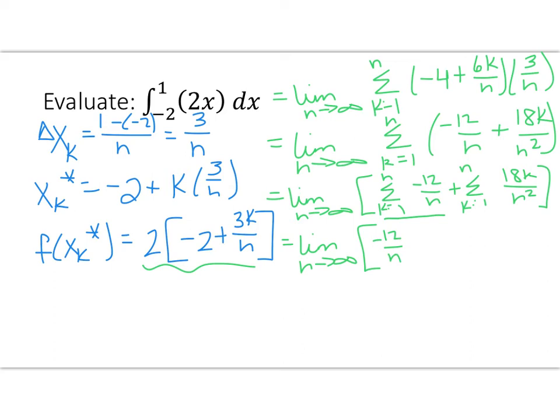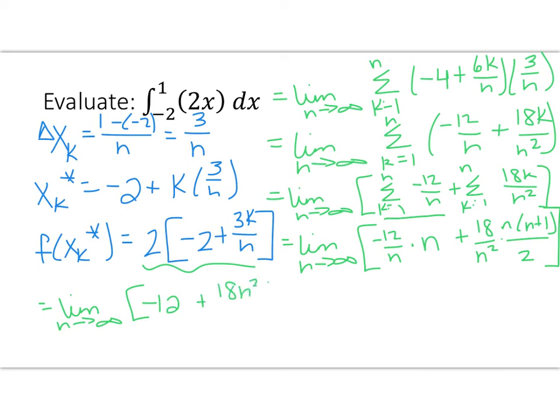And so I'm just taking the summation of 1, so when I multiply 1 by itself n times, I get n. Plus, over here, the 18 over n squared is the constant. So then I'm taking the sum of all my k terms, which is n times n plus 1, divided by 2. So cleaning this up, I have the limit as n approaches infinity of negative 12 plus 18n squared plus 18n all over 2n squared. And when I take my limit, I take the limit of each individual piece.